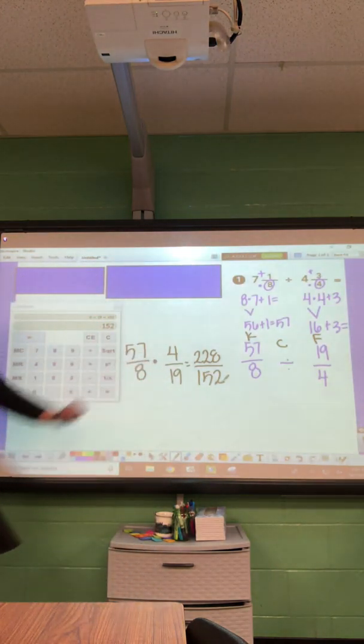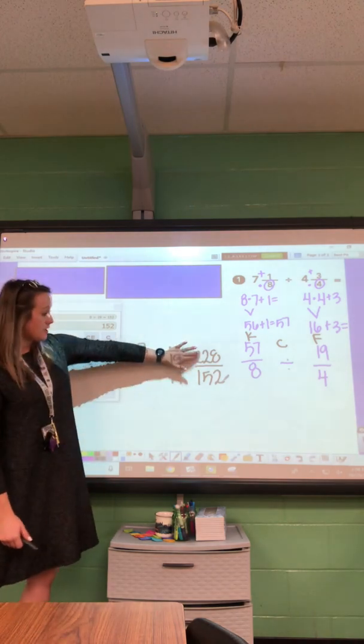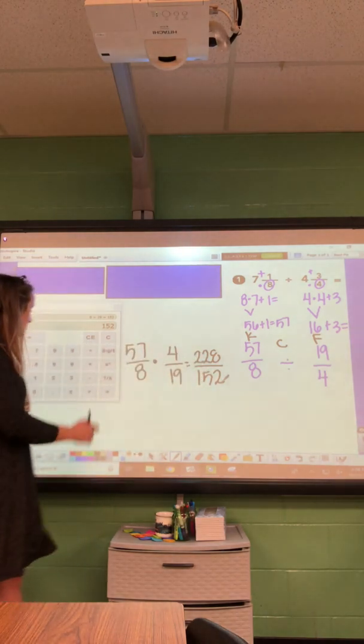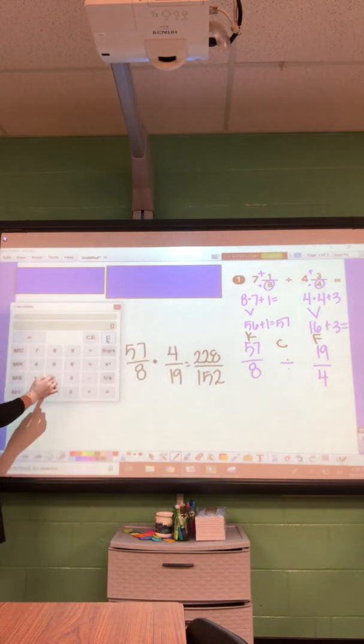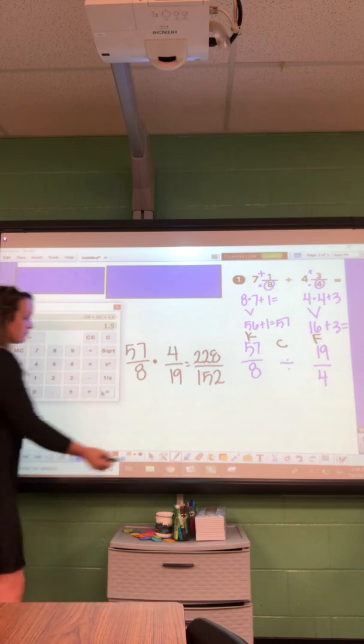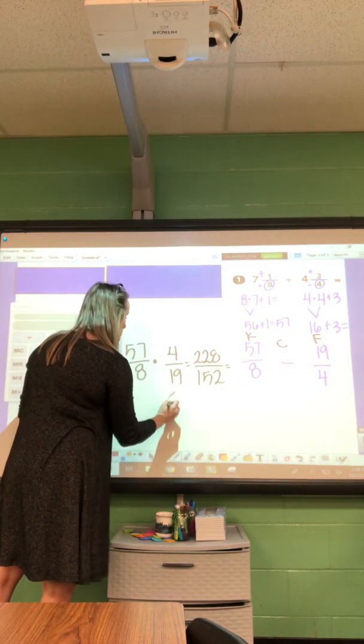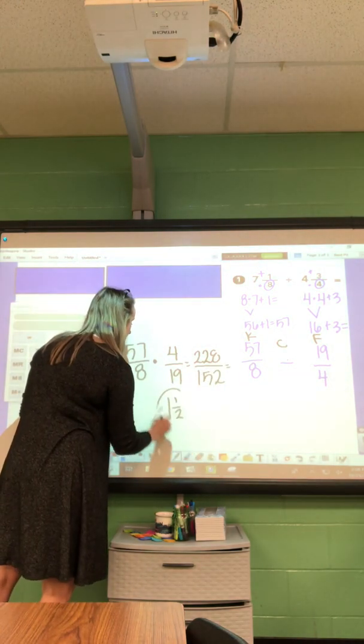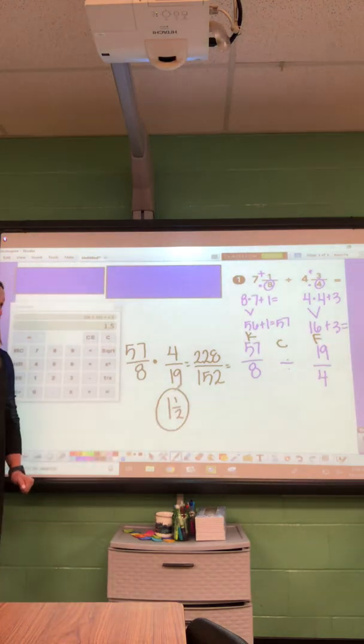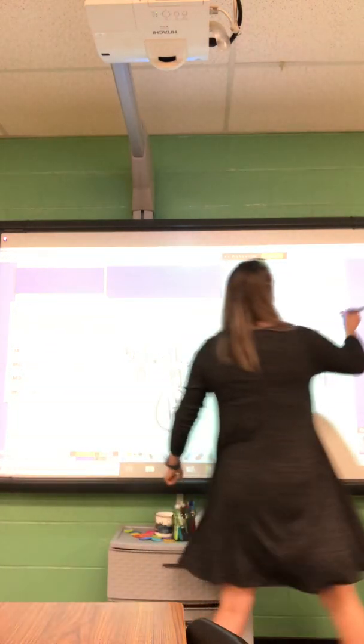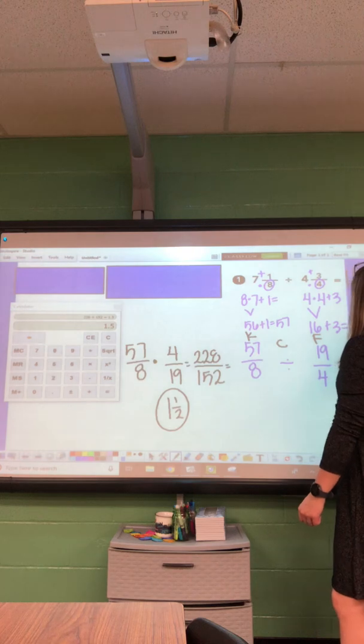I can reduce that if I divide the top and the bottom, so bottom into the top. 228 divided by 152. I get 1.5, which is really 1 1/2. Okay. So my final answer here is 1 1/2.